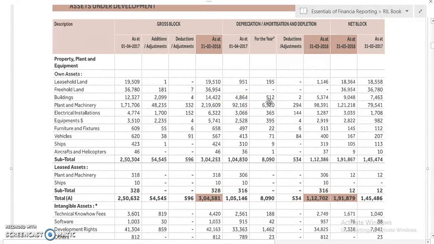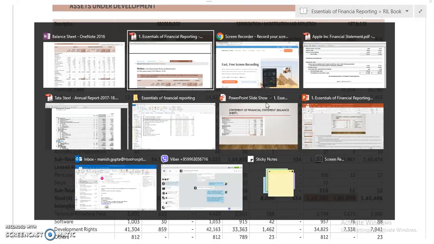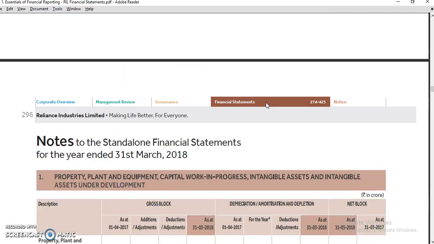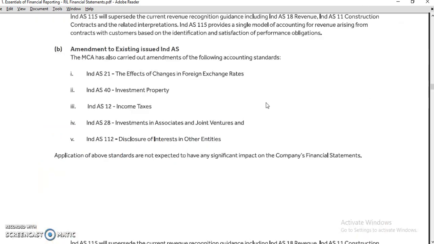Now it depends on the life of the building itself. There are no more details about how this depreciation is calculated in the financial statements, but you can look at the assumptions of the financial reporting. So let's look at it now.